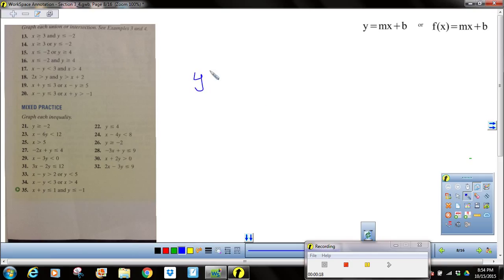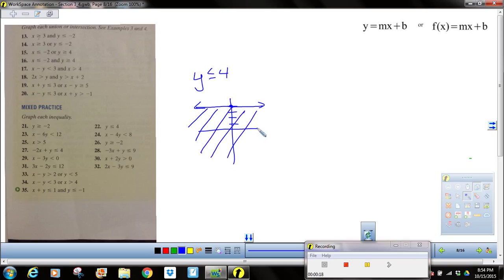It says y is less than or equal to 4. You can recognize this as slope-intercept form where the slope is 0 and the y-intercept is 4. Or you can recognize that just because it has one variable and it says y is less than or equal to 4, you would go to number 4 on the y-axis, put a dot. The slope, like we said, was 0, so it's a horizontal line. It's solid because it has the equal to part. And it says y is less, so it would be the region below the line. That's it. That's number 22.